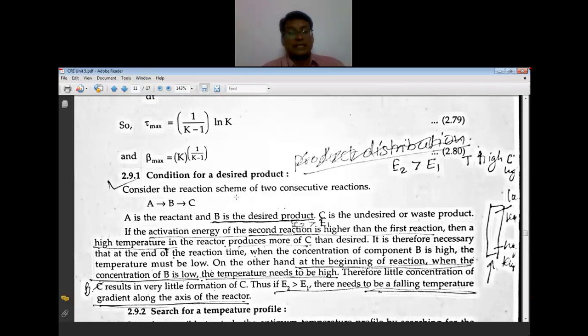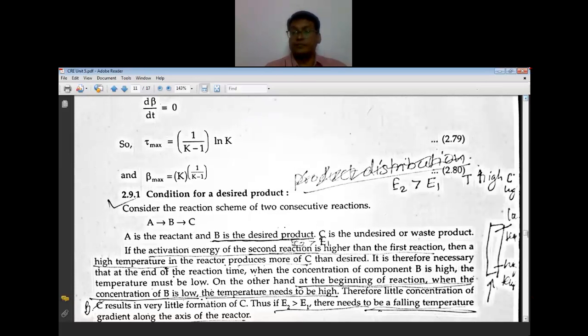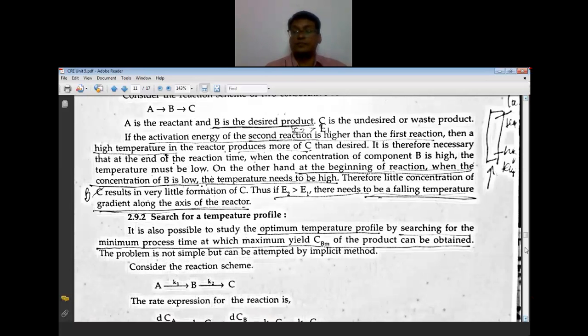Now it is therefore necessary that at the end of a reaction time, when the concentration of component B is high, the temperature must be low. That means as B is being produced, I need to reduce the temperature. I need to reduce the temperature of the reaction vessel. As soon as B is produced, I need to reduce the temperature. So this is for the B that is getting produced.